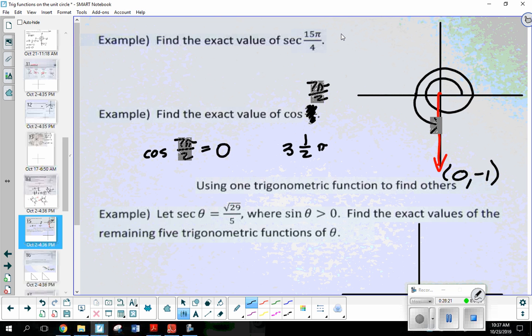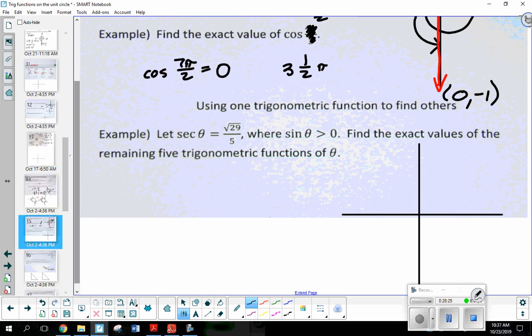Doing all right? Okay, let's switch things up a little bit. Let's look at this next problem. I did put a problem like this on the exam, so again, another style of problem that we want to be familiar with. It says, let secant of theta equal the square root of 29 over 5, where sine of theta is greater than 0. Find the exact values of the remaining 5 trig functions of theta. So all I want to do is list those fractional ratios. What does sine of theta equal? What does cosine of theta equal? I'm not interested in theta itself. I don't want to know what theta is.